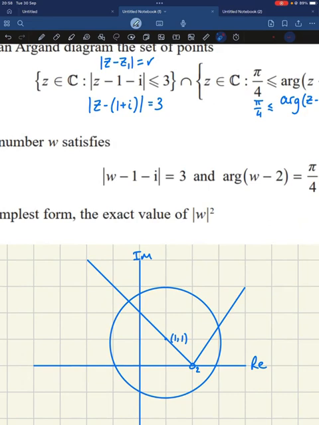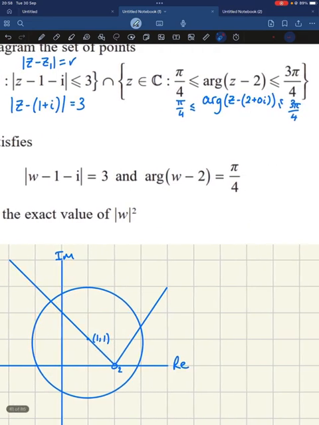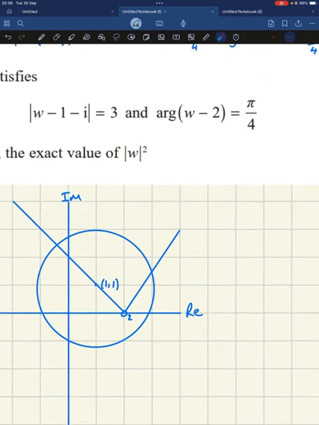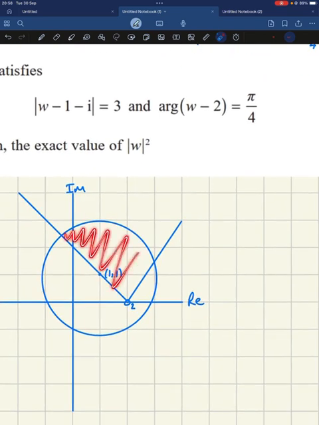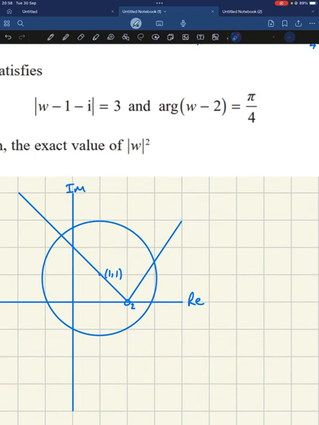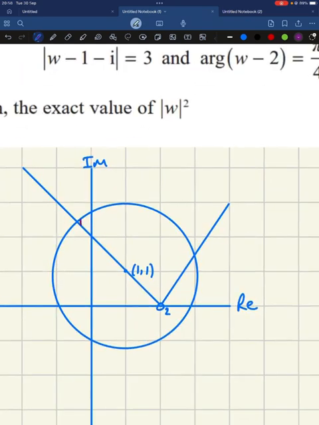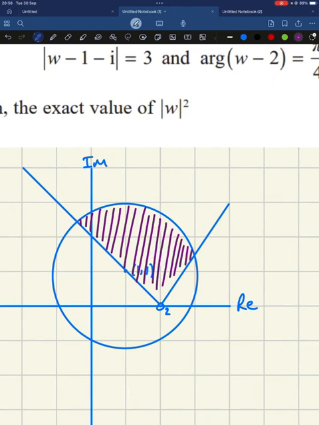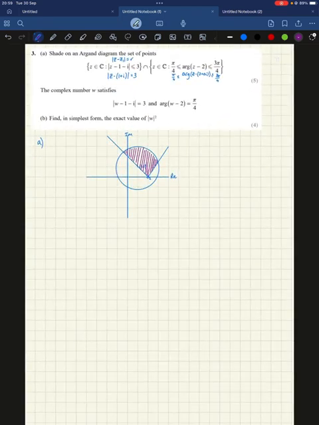Now, like we said, the points that satisfy this are everything inside the circle. And the points that satisfy this are going to be between these two lines. What's common is going to be all of this, right there. There we go. So this is our shaded region over here. Now part B.